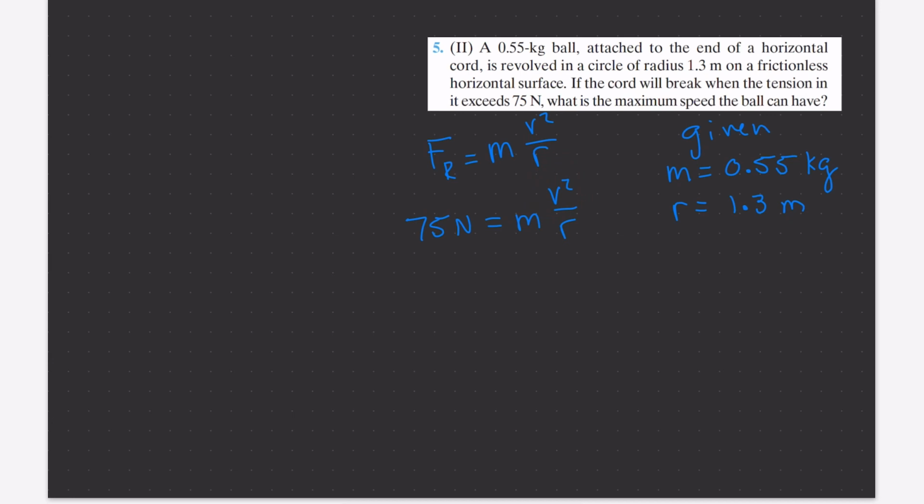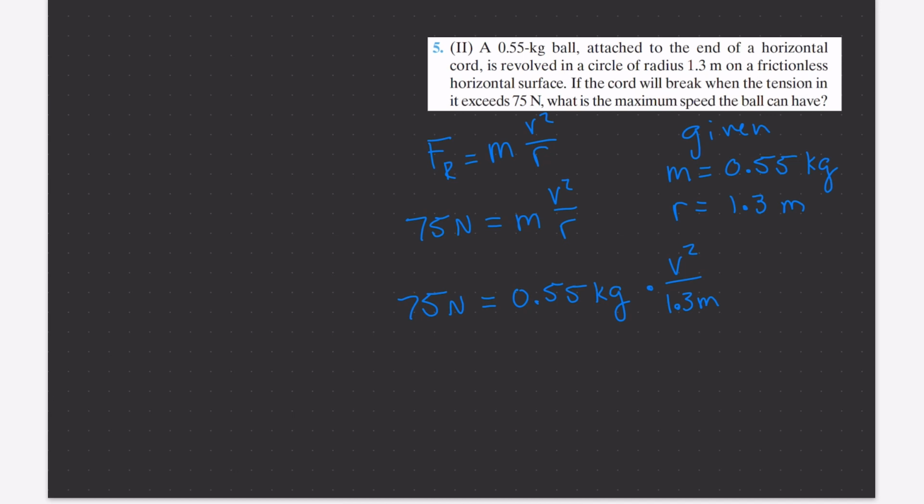But as we said, we're looking for v when the centripetal force, or the tension in the cord, is 75 newtons. So I can plug in what I know about mass and radius and solve for v when F sub r is equal to 75. That's my next step: 75 newtons is equal to 0.55 kg times v squared over 1.3 meters.